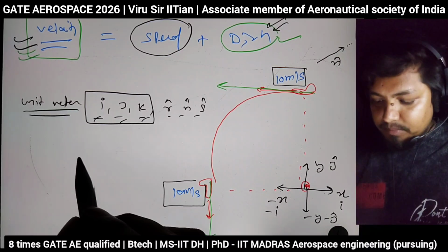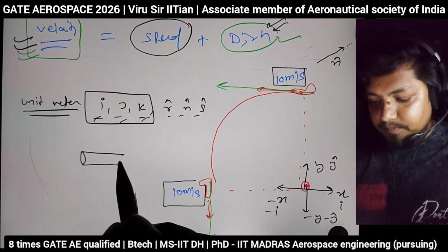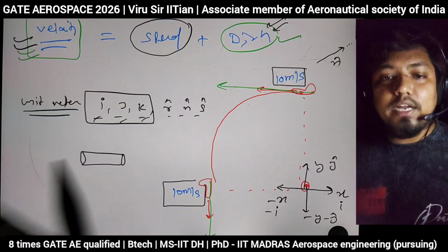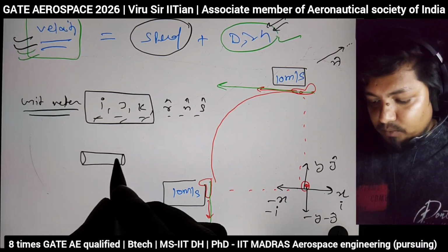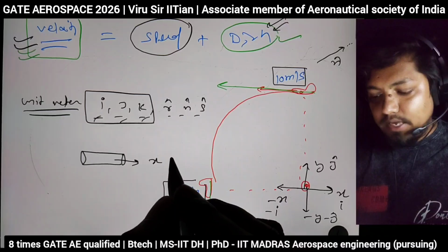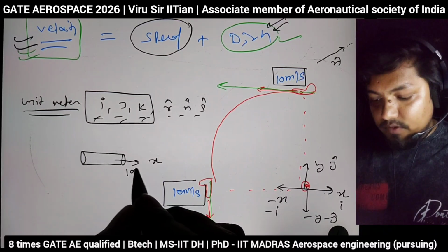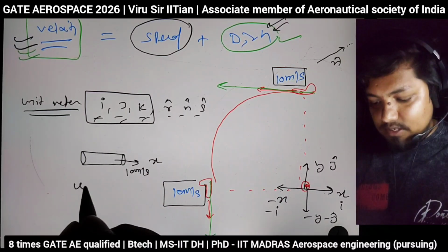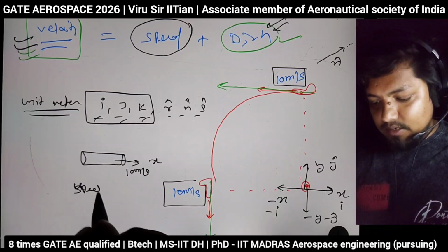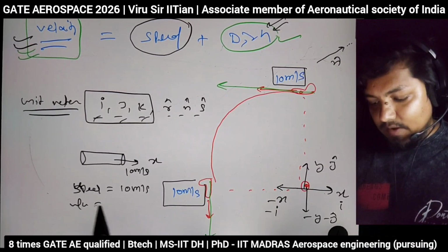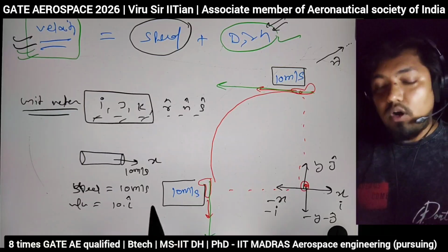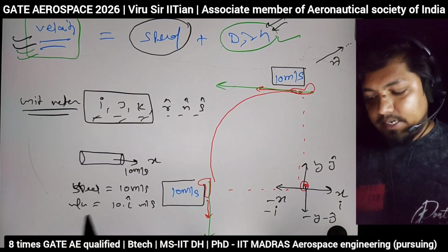For example, suppose there is a pipe. I am just trying to tell you how direction suddenly becomes important for us. Suppose there is a flow going in this direction, so this is the x direction. If the flow is going with 10 meter per second, I will say speed is equal to 10 meter per second. But if I have to tell velocity, then I will say velocity is equal to 10 i meter per second. This became my velocity.